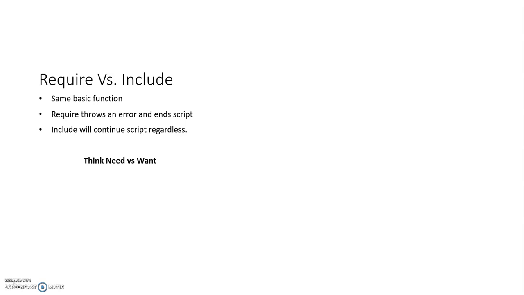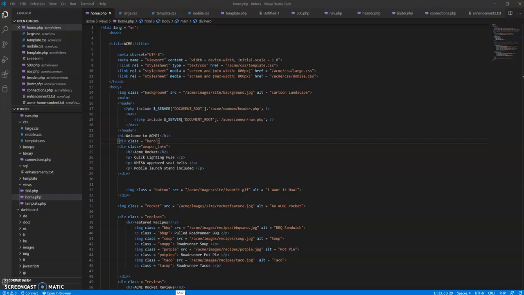One way you can think about this is need versus want. You need the require. You want the include. Let me show you an example. Here's an example of an include function. This is in my home page right here. You can see the include function, and we are including my header and my navigation.